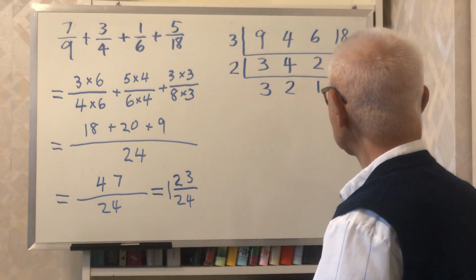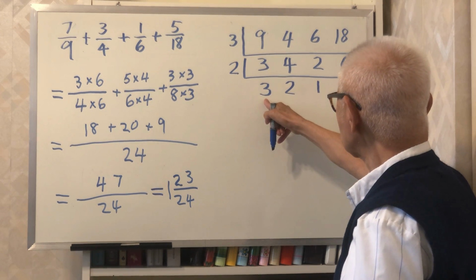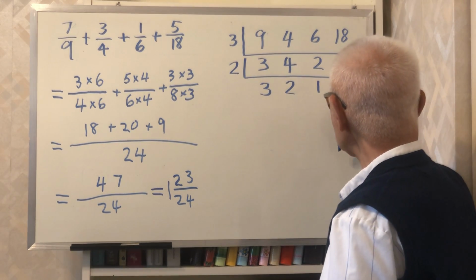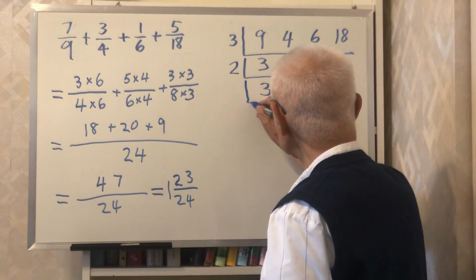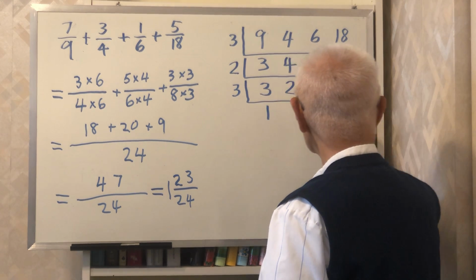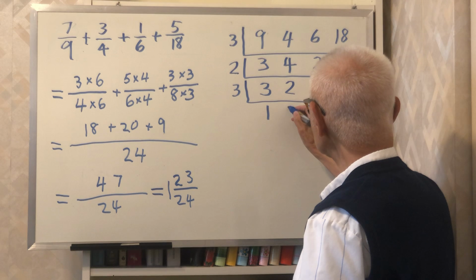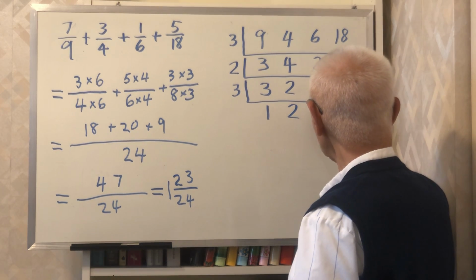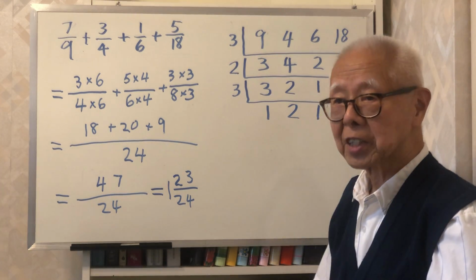Okay. Now here, between 3 and 3, I have the common factor 3. So I divide by 3. That's 1 here. That's 1 here. I just repeat the 2. Just repeat the 1. That's all I can do, right?